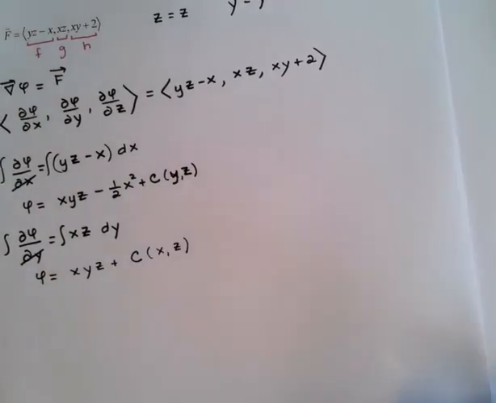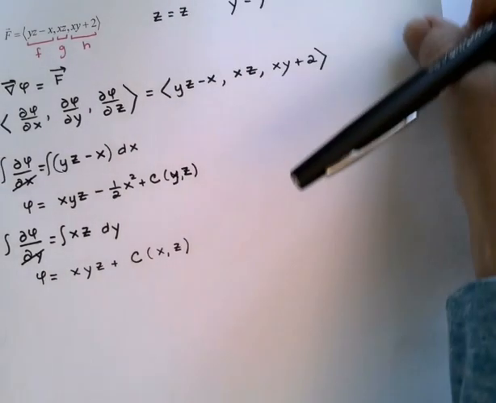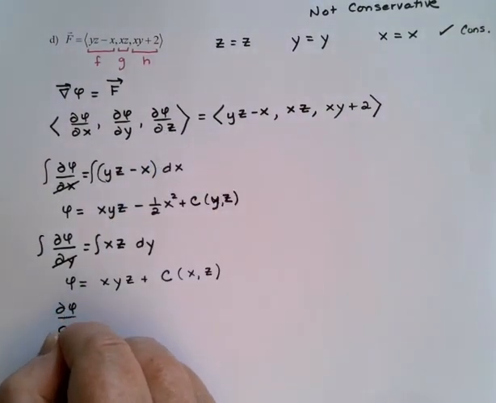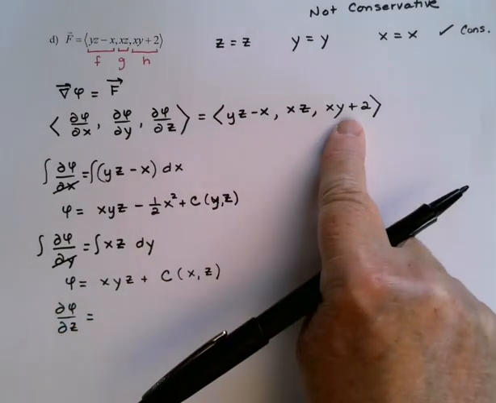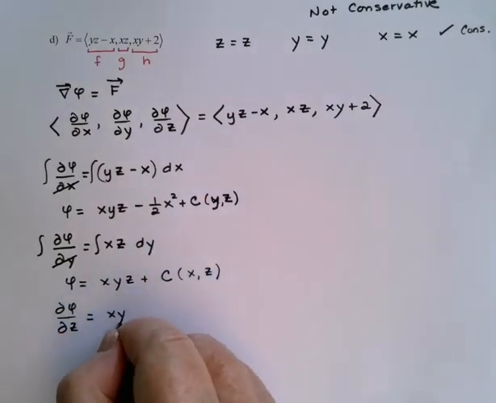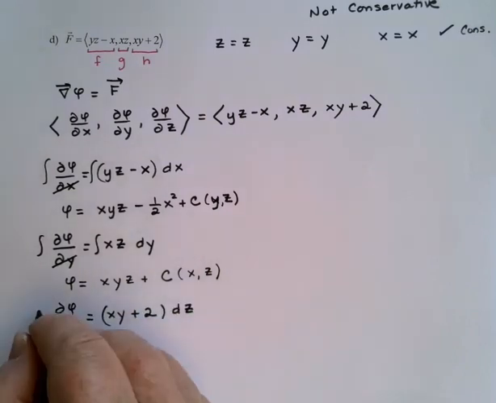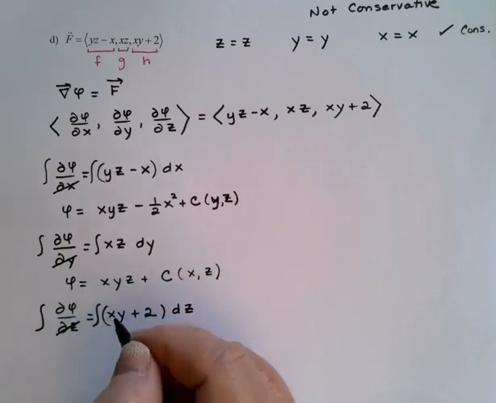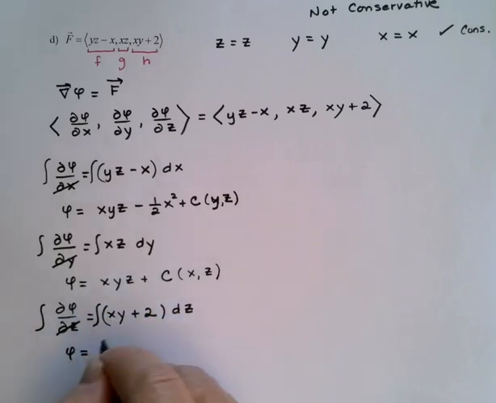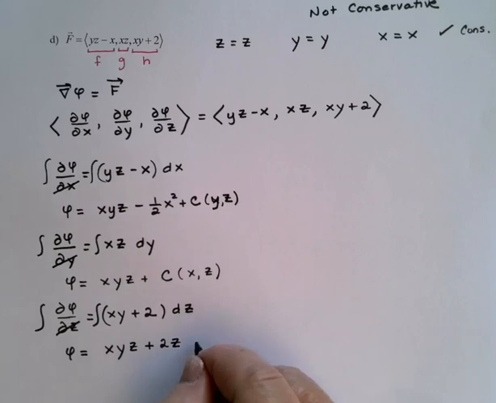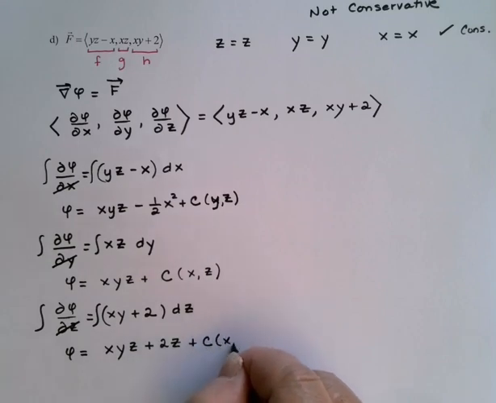And then finally the third component, partial of phi with respect to z, equals xy plus 2. Bring the dz over and integrate. Constant with respect to z, so I'm just going to get xy times z, plus another constant, so 2z, plus a constant that could depend on x and y, since the only variable here is z.